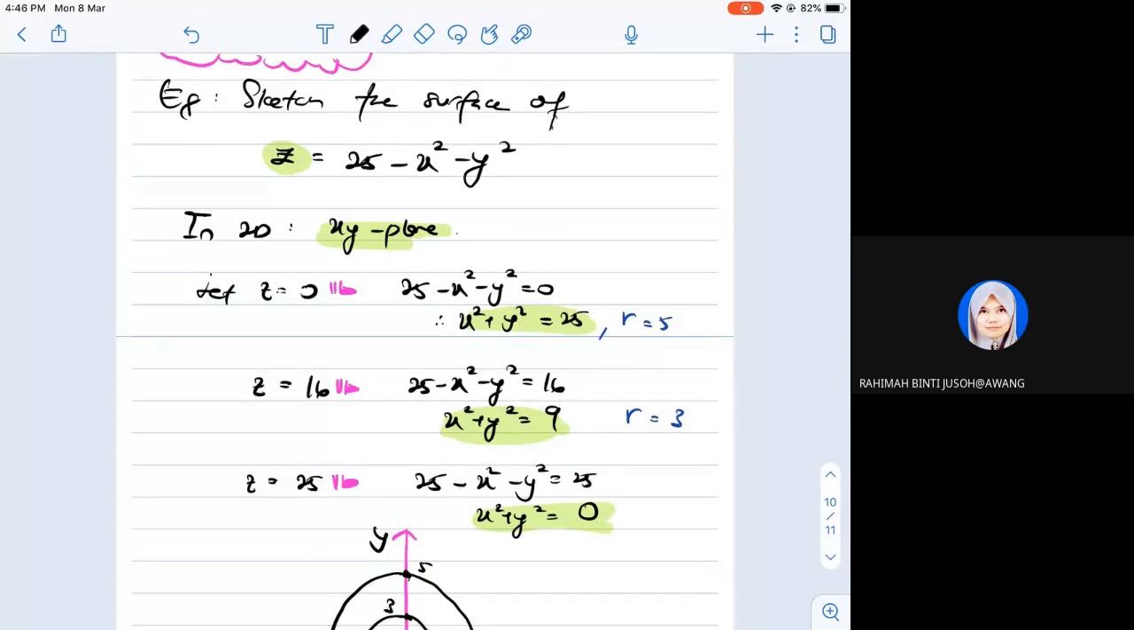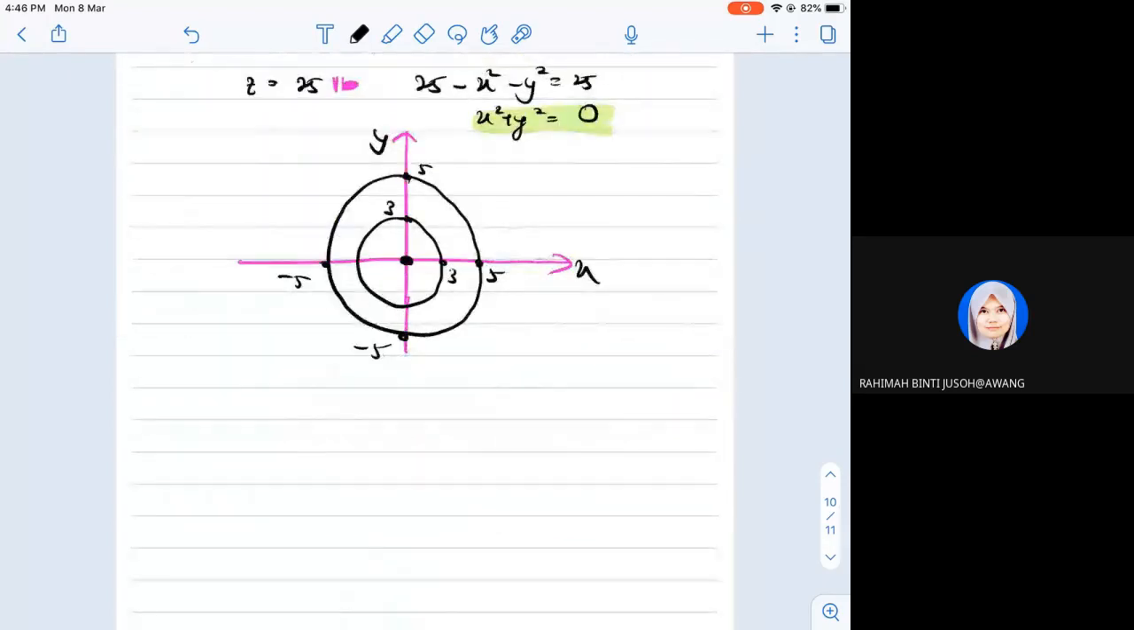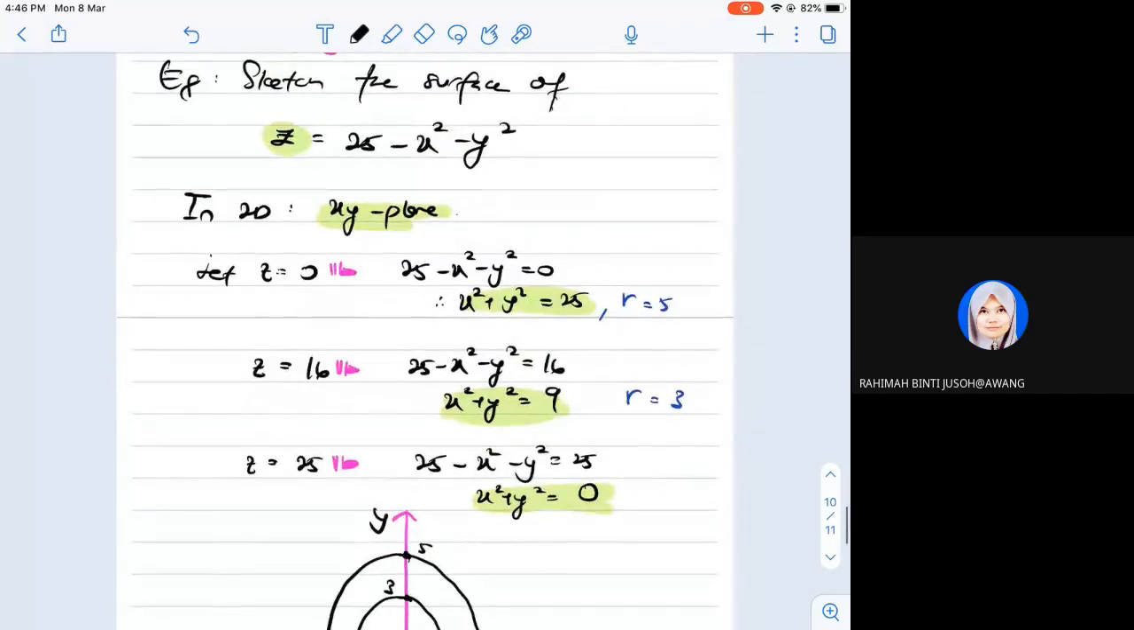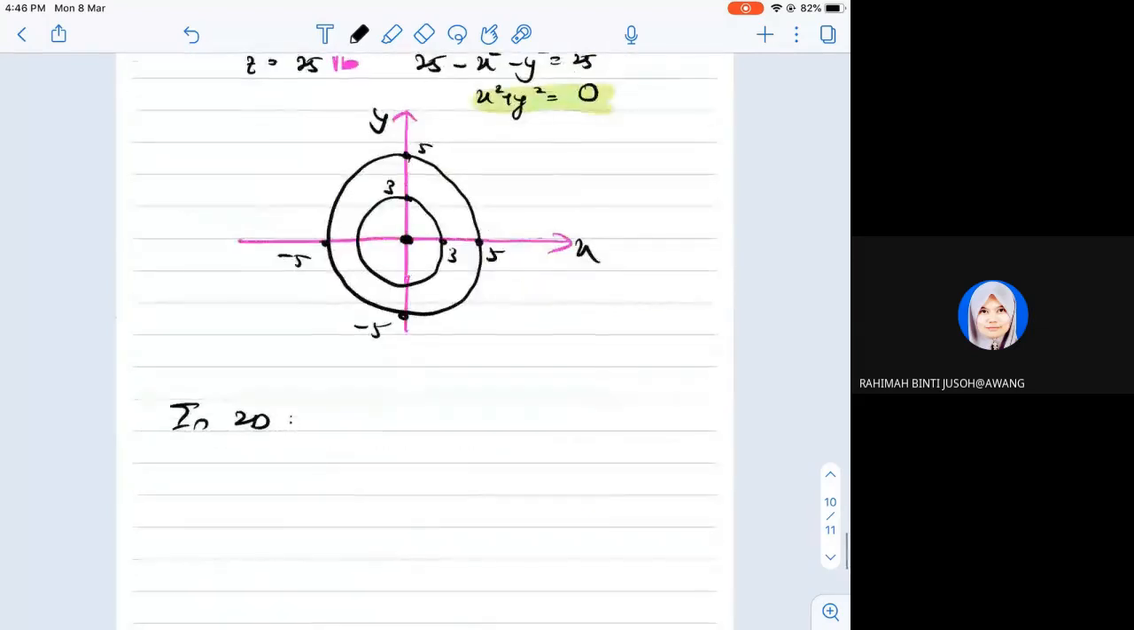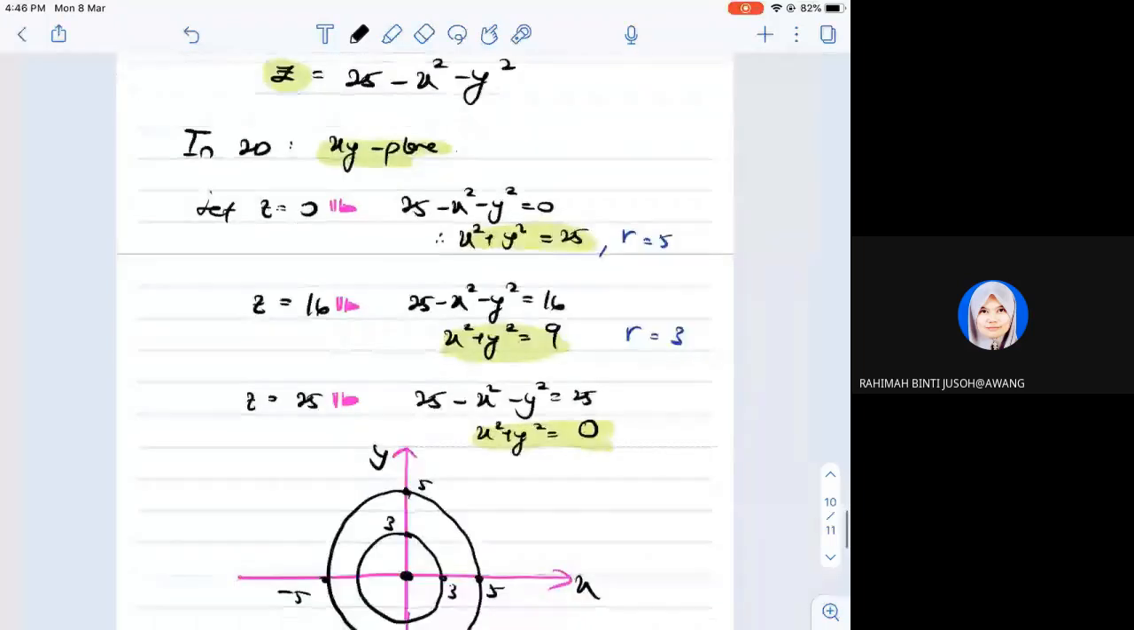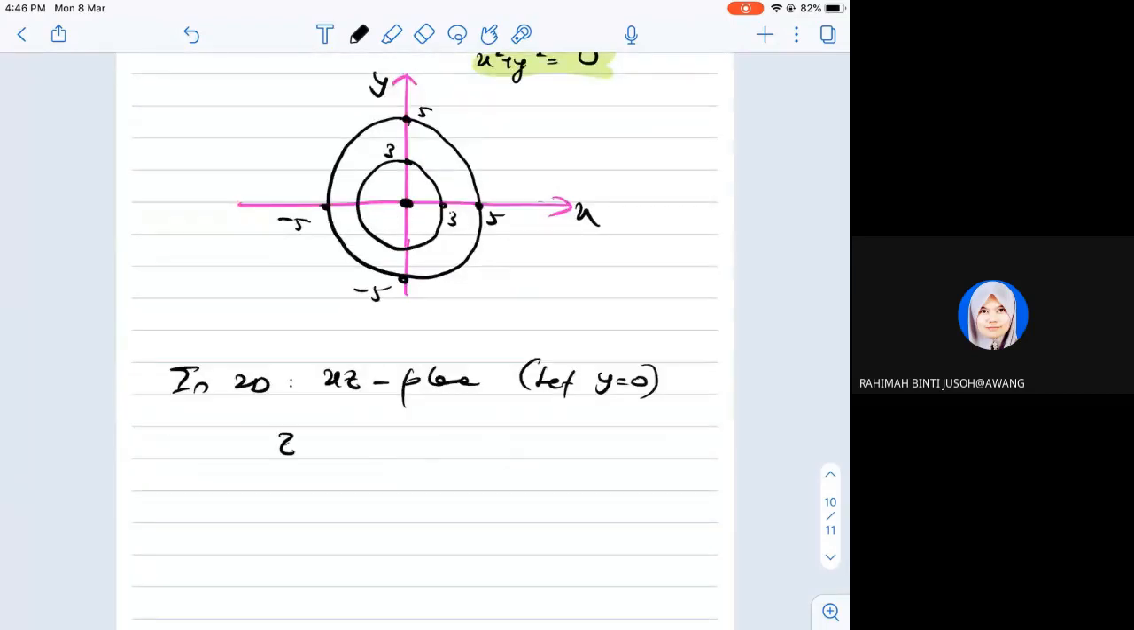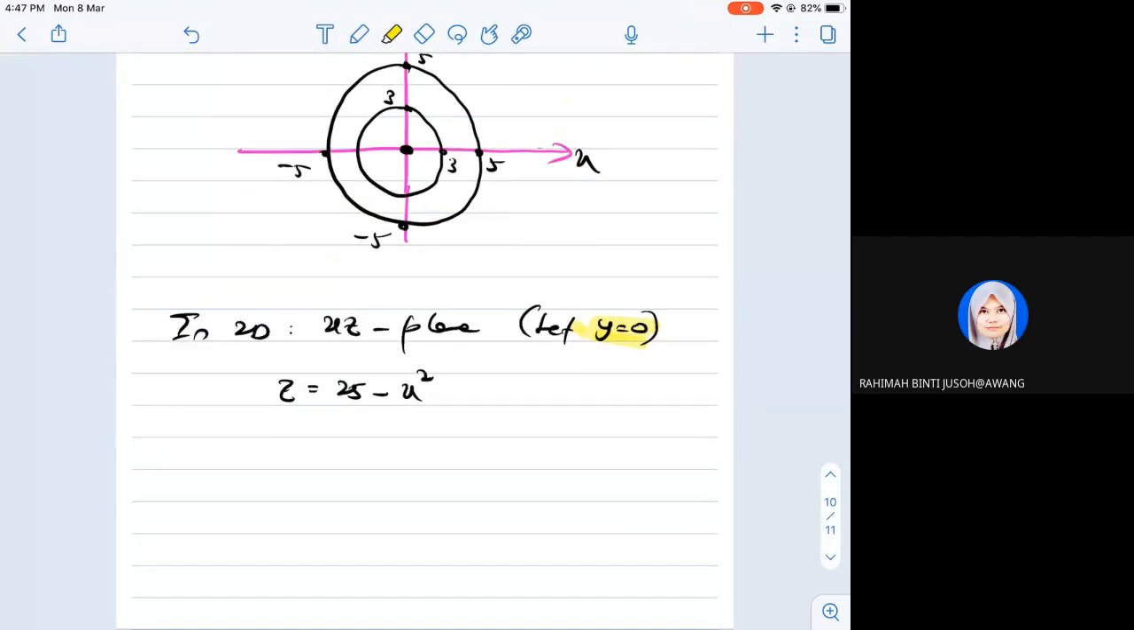Now let us choose XZ plane. Again into 2D. Alright, kita ambil XY dulu lah. Not XY, XY tadi. XZ plane. So in XZ plane, we let Y equals to 0. Therefore, the equation we turn into Z equals to 25 minus X squared lah. Sebab Y dah jadi 0. Okay, so Y equals to 0. Therefore, Z equals to 25 minus X squared.